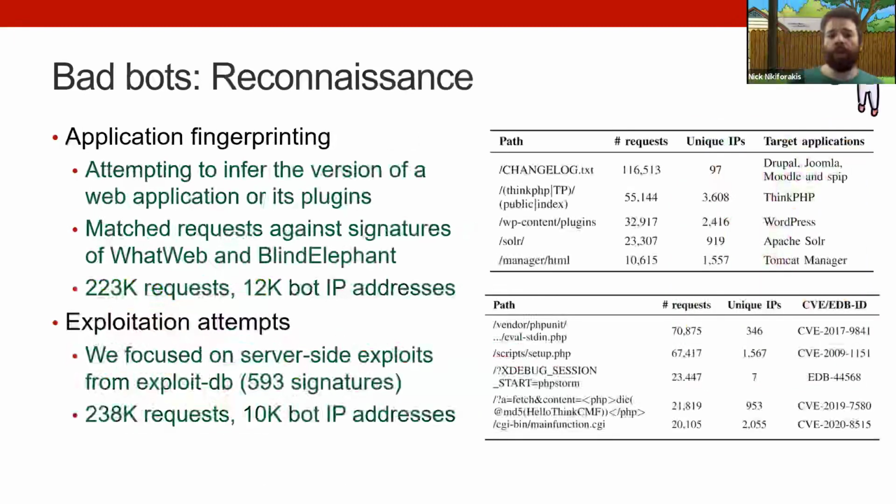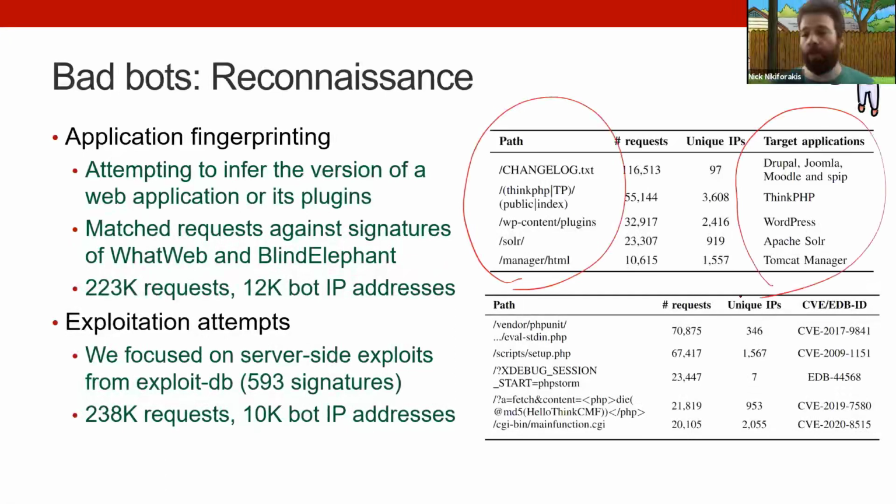So then we saw reconnaissance. So we saw that clients were fingerprinting web applications. So we matched requests against databases from WhatWeb and Blind Elephant. And you can see here the popular paths that they were asking and what it is that they were trying to fingerprint at those paths, right? So again, this would be a reconnaissance step before an attack starts. And then we saw straight up exploitation attempts with old and new CVEs, right? And I will show you actually some very interesting exploitation attempts in a couple of slides.